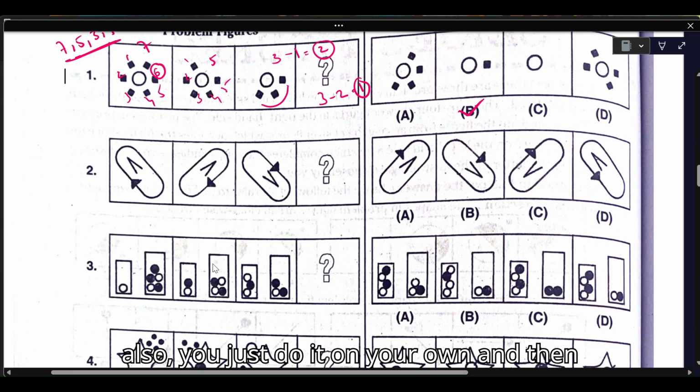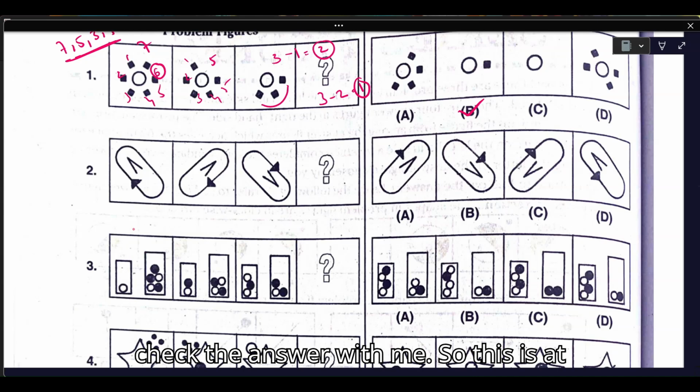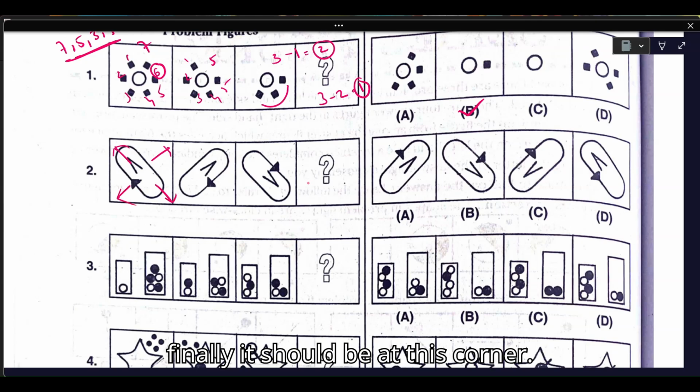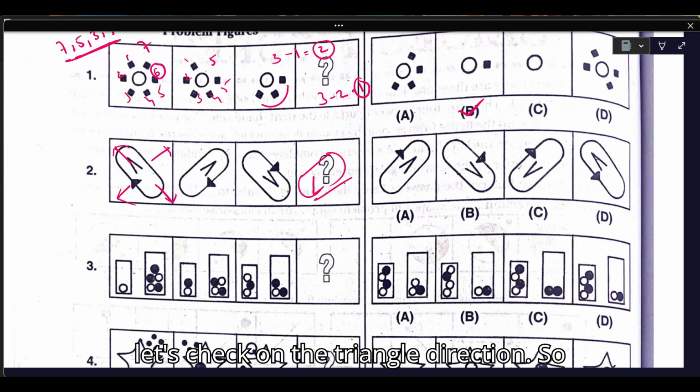For this also, you just do it on your own and then check the answer with me. Okay. So this is at this corner, and then it came to this corner, and then it came to this, and finally it should be at this corner, right? So this should be like this, and let's check the triangle direction. So first of all, it went upside, and then this is C.